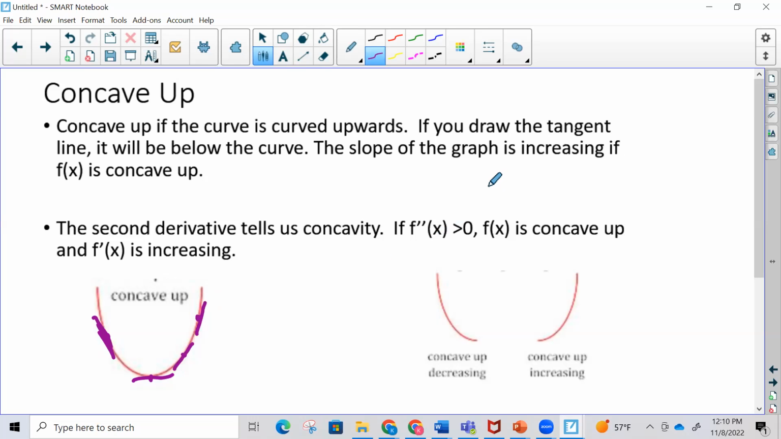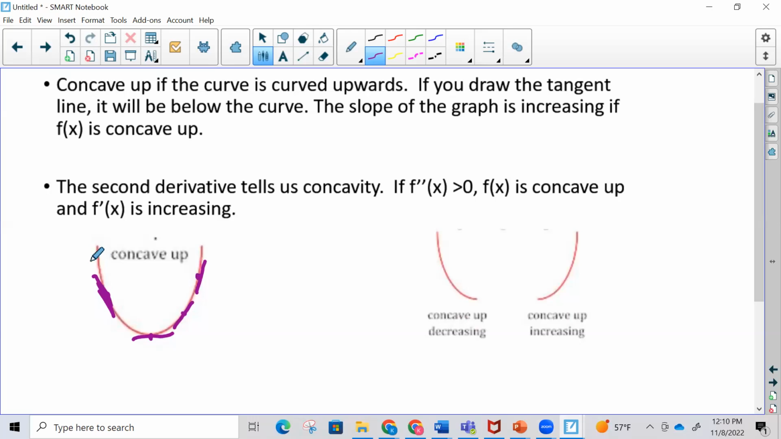The slope of the graph is increasing if f of x is concave up. And sometimes this is really hard for students to wrap their mind around. But if I look here, my slope is a very steep negative number. So it's a large negative number. And then as I get closer and closer to that turning point, the slope is less and less negative. And so if I would estimate and say, okay, the slope is like -7, and then it's -5, and then it's -2, and then -1, and then 0, these values are all increasing. We're going up in value. And so the slope is increasing.